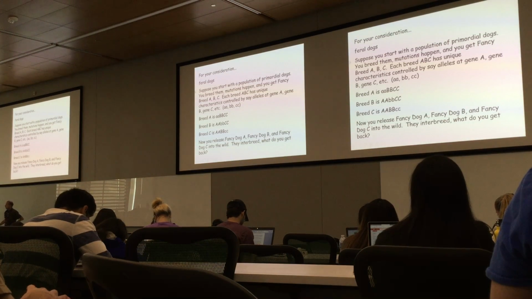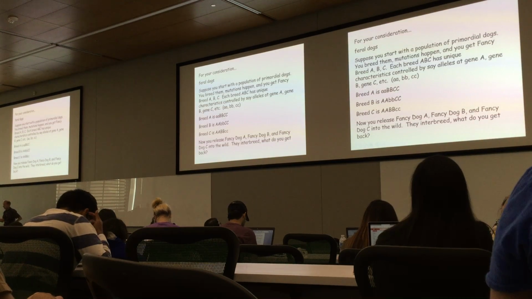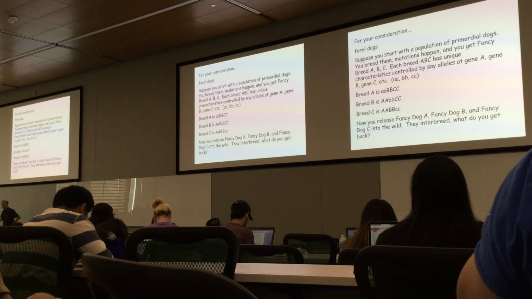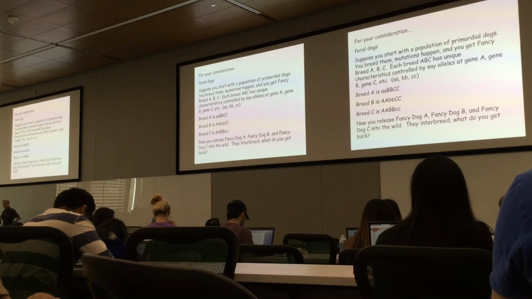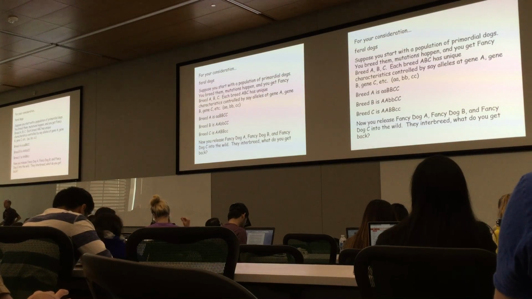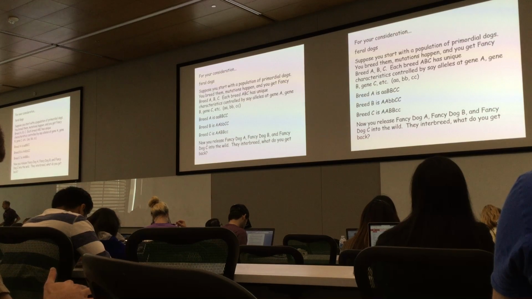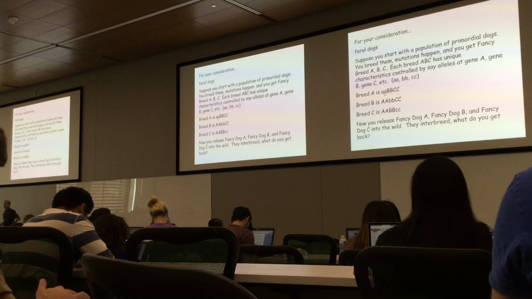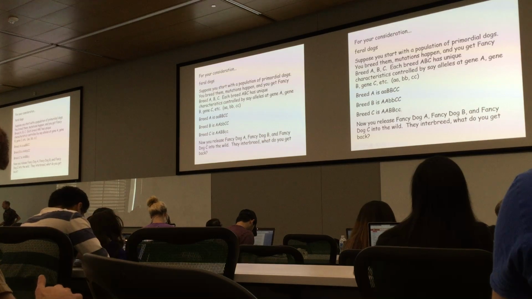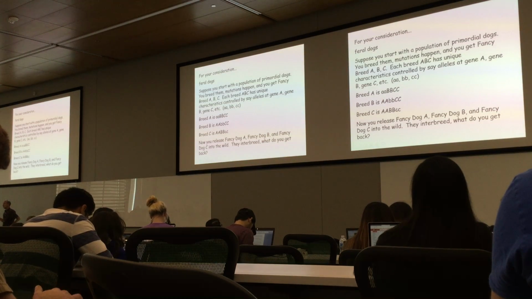So let's suppose we start with a population of primordial dogs, and we're going to breed these dogs or select these dogs or watch mutations happen in these dogs and see what happens. So you breed them, mutations happen, and you generate a fancy breed A, fancy breed B, fancy breed C. And let's just suppose in this simple artificial example that breed A is the result of a mutation in the A gene, and breed B is the result of a mutation in B, and breed C is the result of a mutation in the C gene. I mean, this is very simplistic, but you can get the idea.